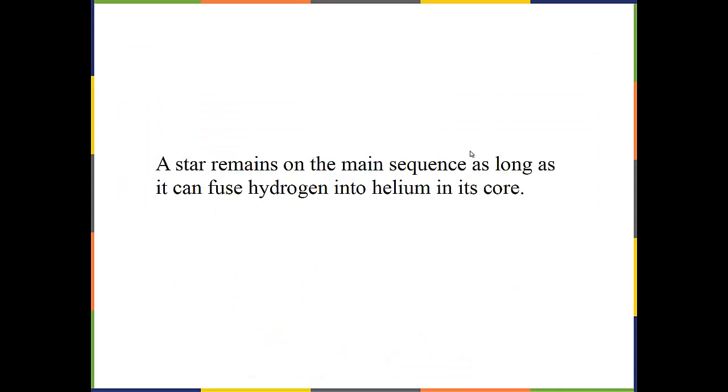It will remain largely unchanged as long as it has hydrogen available in its core, which it will slowly fuse into helium. For a star that's as massive as the Sun, the main sequence lifetime is 10 billion years. For the most massive stars, it's just a few million years, and for the least massive stars, it can be up to 1 trillion years.